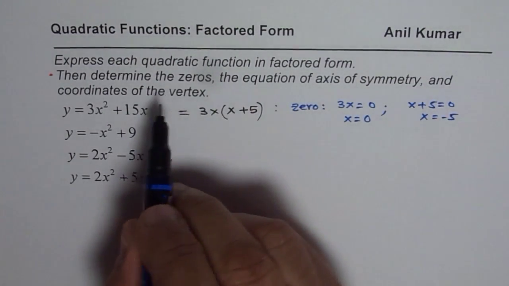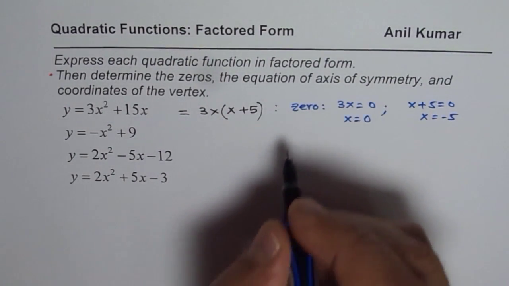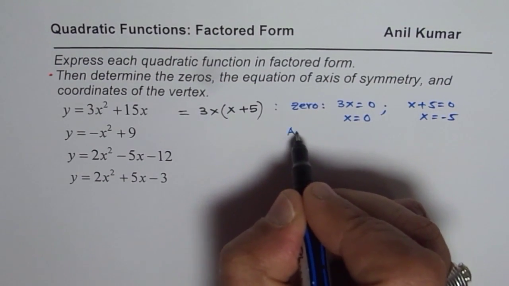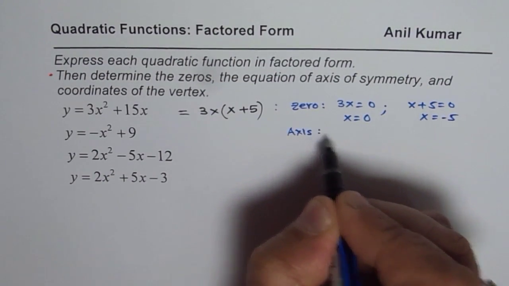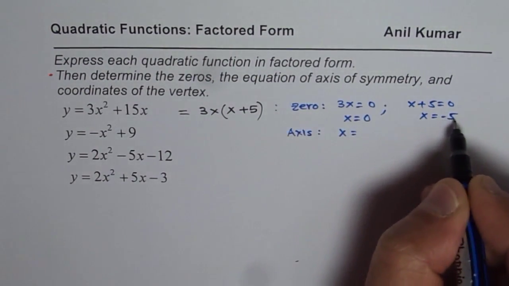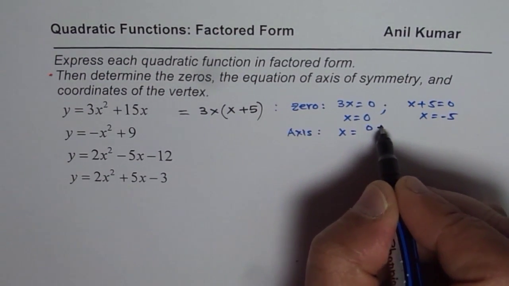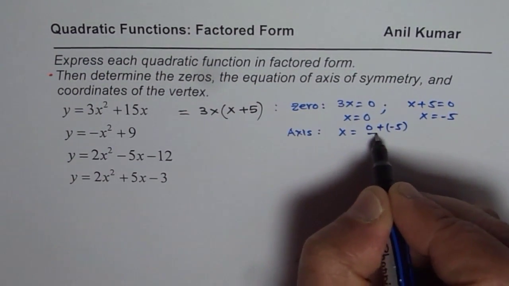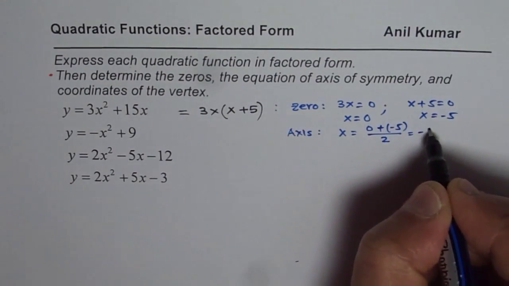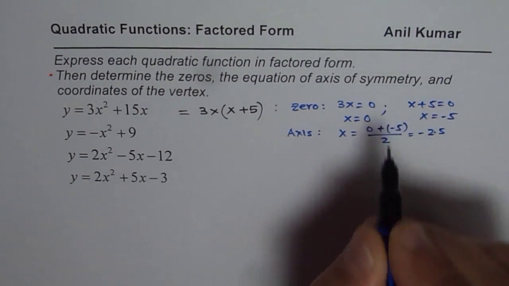To find the equation of the axis of symmetry, the axis is midway between the zeros, so we say x equals the average value of these two, that means 0 plus minus 5 divided by 2, so we get minus 2.5 as the axis of symmetry.